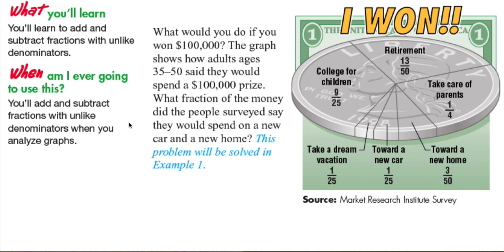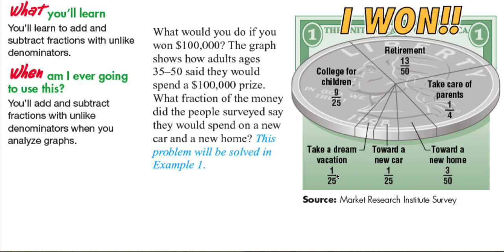So what would you do if you had won $100,000? The graph shows what adults ages 35 to 50 said they would spend a $100,000 prize on. What fraction of the money did the people surveyed say they would spend on a new car and a new home? We will solve this in example 1. So this is the graph. This is actually a real survey, a Market Research Institute survey.